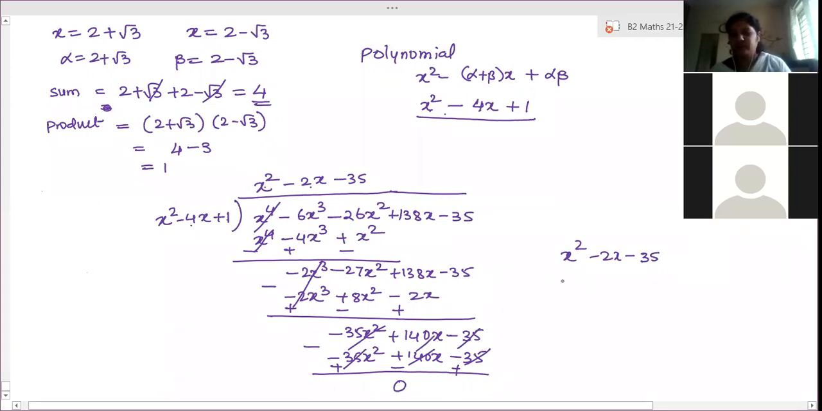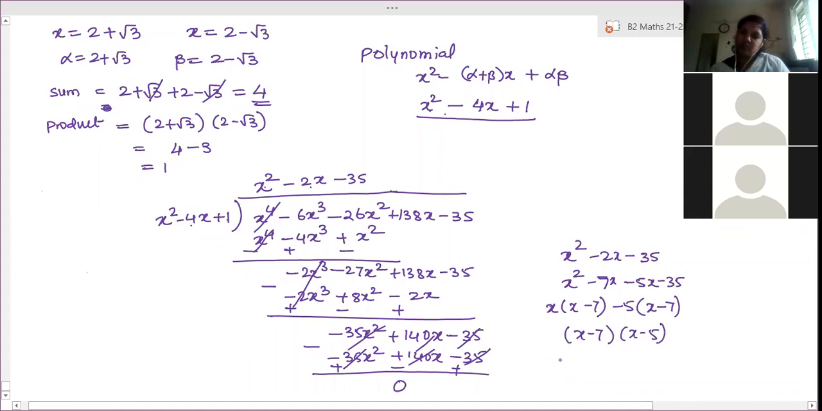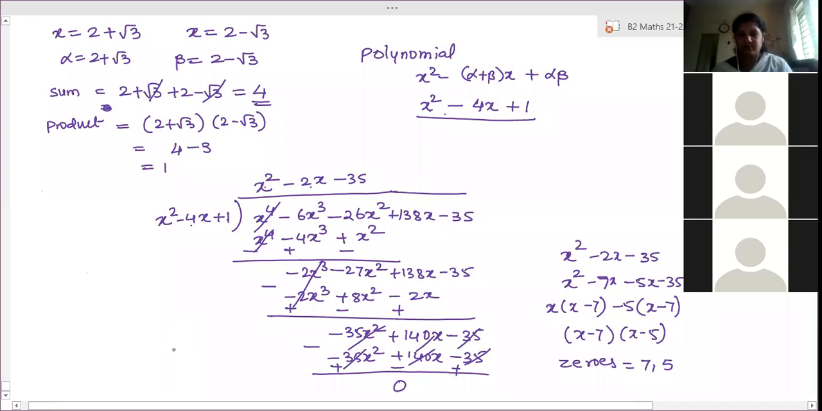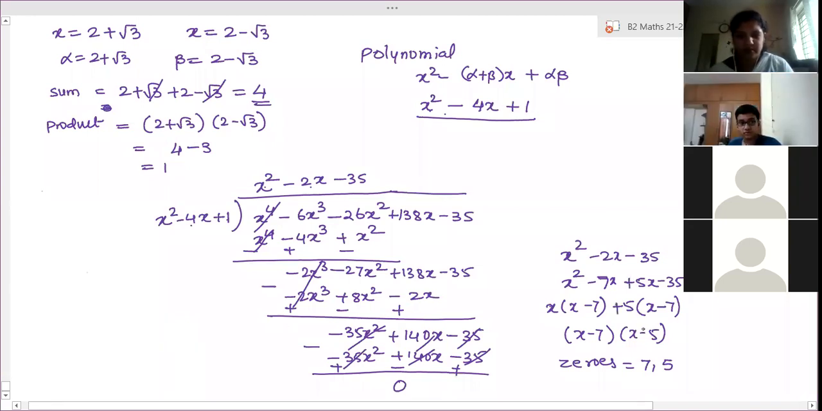So factors will be 7, 5: x square minus 7x minus 5x minus 35. So x in bracket x minus 7, minus 5 into bracket x minus 7. So two factors are x minus 7 and x minus 5. So zeros will be 7 and 5. Then all zeros. How is it x square minus 7x minus 5x? Ma'am, it should be plus 5x. Plus. So 7 and minus 5. So all zeros are first 2 plus root 3, 2 minus root 3, 7 and minus 5.